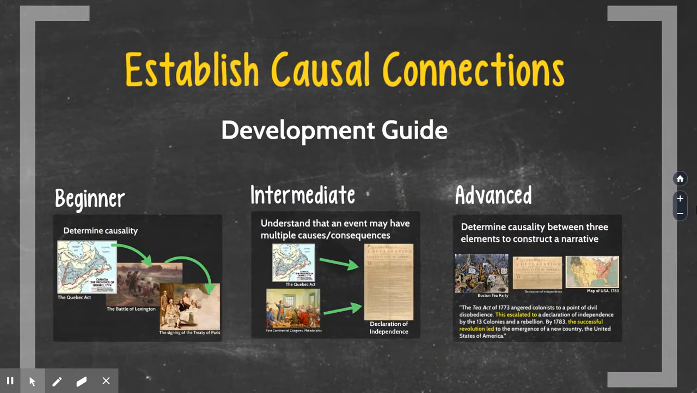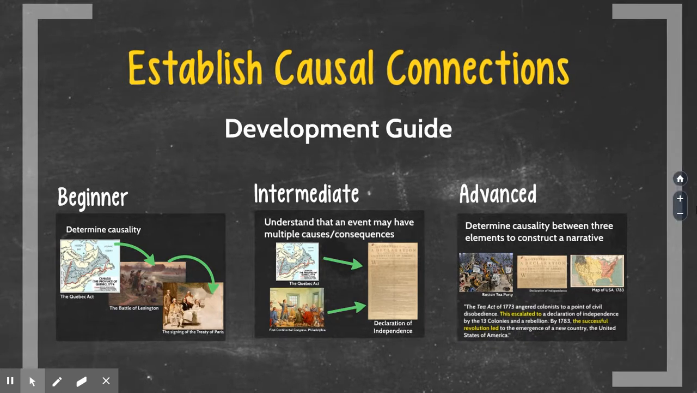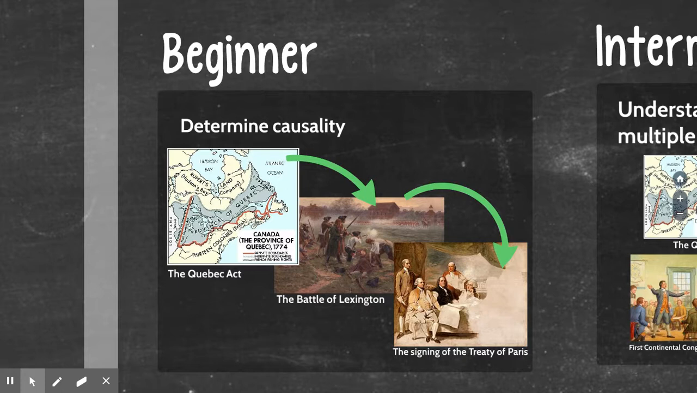So if we look at a developmental guide between a beginner understanding toward a more advanced understanding of these questions, here we're using the American Revolution, which appears in both Sec 2 and Sec 3 history. In a very basic beginner version of the question, the student will be given 3 documents. In this case, the Quebec Act, which was one of the intolerable acts, the Battle of Lexington, which was a battle in the Revolution itself, and the signing of the Treaty of Paris, which was, I guess, the end, quote unquote, of the American Revolution.